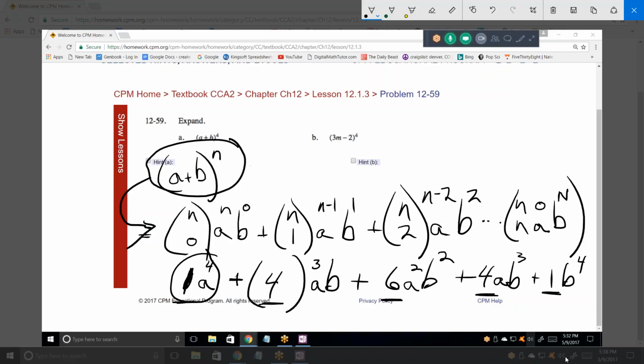Well, what's a? In other words, we're no longer dealing with a and b. We've got 3m and minus 2. It's 81m to the 4th. Good. Plus.